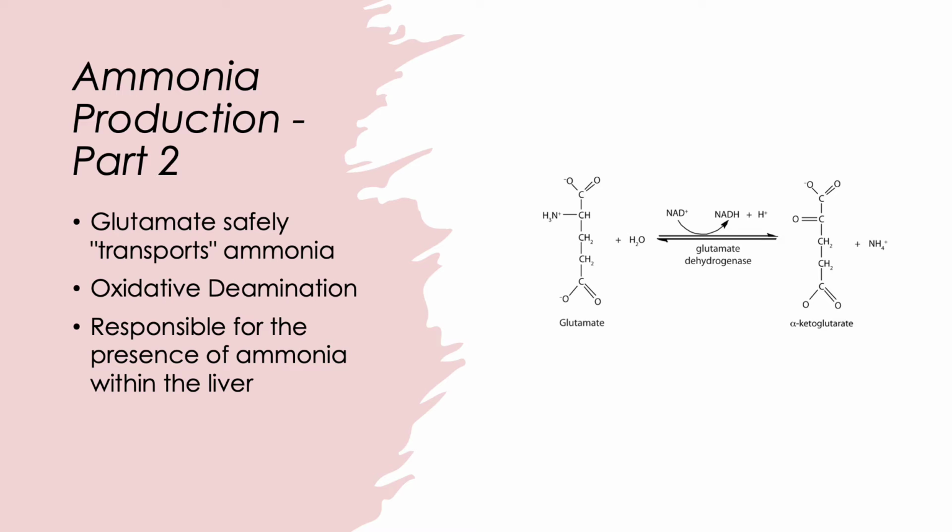Glutamate, once in the liver, undergoes a process called oxidative deamination, which is the breakdown of glutamate into alpha-ketoglutarate and a liberated ammonium ion, which now resides in the tissues of the liver.